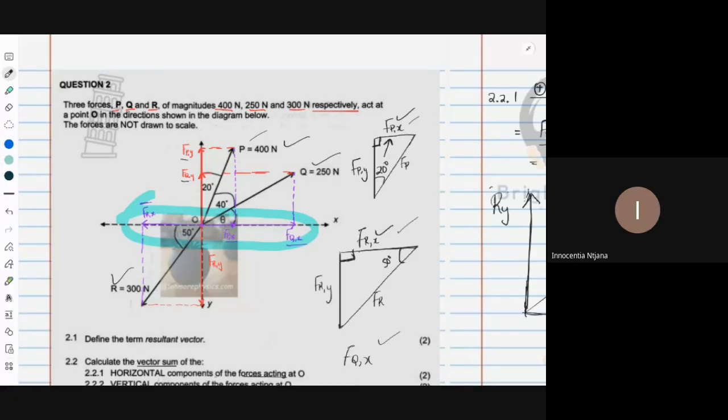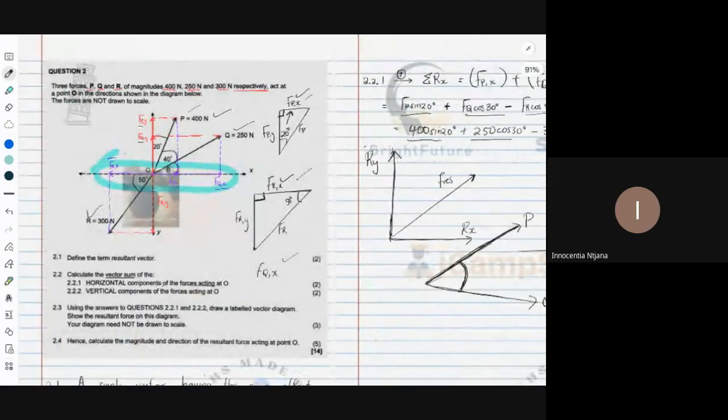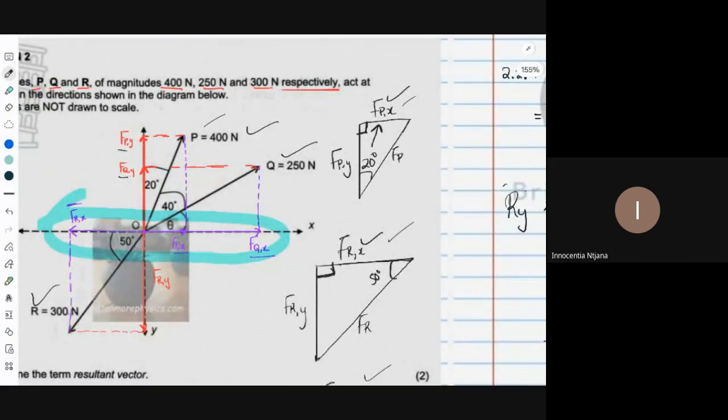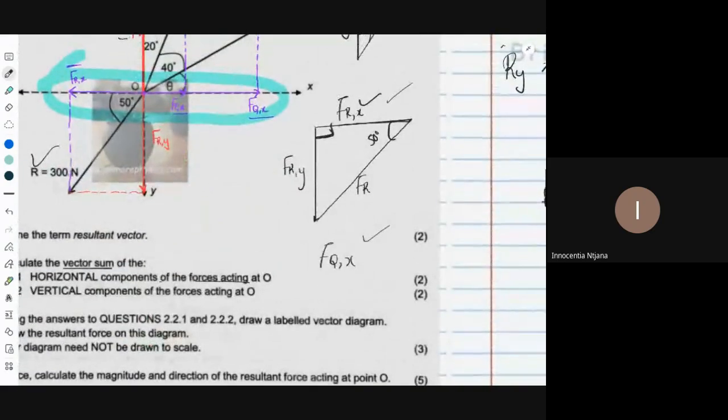Since I don't have the value of my theta, can I say 90 degrees minus 40 and get the value of my theta, and use the value of my theta instead of 20 degrees? Is it correct? Let me see. What you're saying is for which vector? For P or Q? Oh, I see, Q, what you're saying.